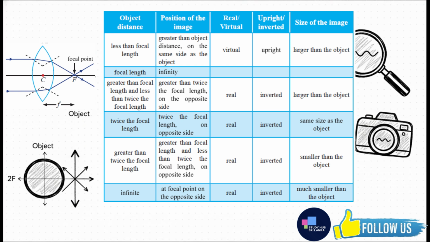This table shows us just how powerful a convex lens, that's one that's thicker in the middle, can be. The key thing to know is the focal point, or f. Now, everything depends on where you place an object compared to that focal point. For example, if you put an object really close, between the lens and f, you get a bigger virtual image. That's exactly how a magnifying glass works. But if you put the object far away, the lens makes a smaller, real, and upside-down image. That's the basic idea behind how a camera works.